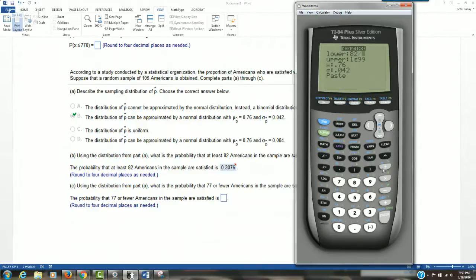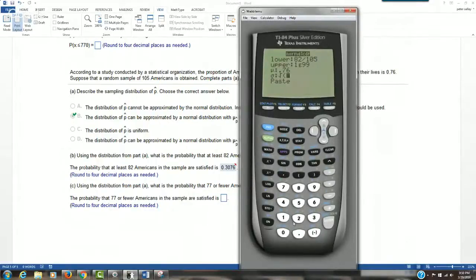All right. So let's try this as exact. Let's say 82 divided by 105. And we'll make that the square root of 0.76 times parentheses 1 minus 0.76 divided by 105. Let's see if exact wins. All right. Yeah.